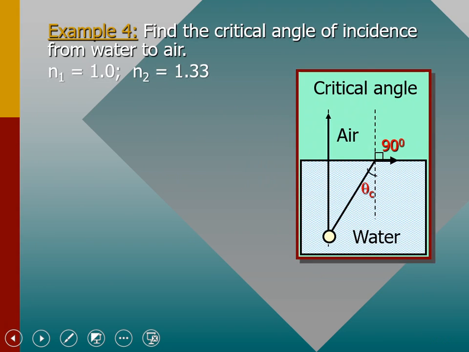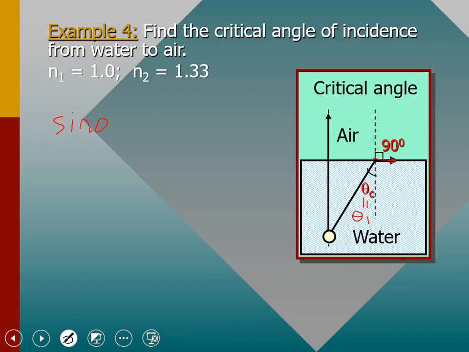Example 4. Find the critical angle of incidence from water to air. So here we have from water to air, theta c. According to the figure here, we have the refracted ray grazing the surface. Since it grazes the surface, we can deduce that theta c is the same as theta 1. So if we find theta 1, actually we are finding theta c. Now how can we find theta 1? Simply also by applying Snell's law.